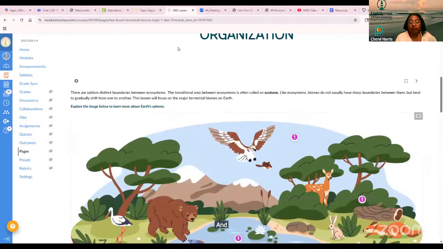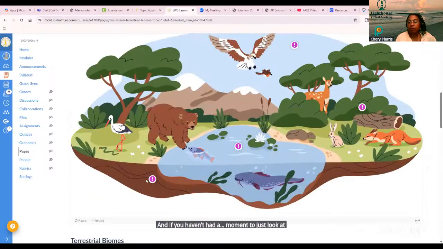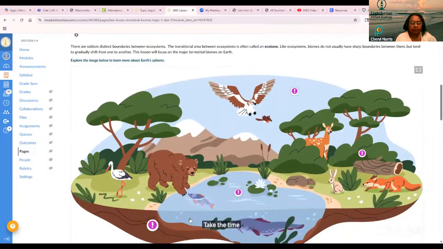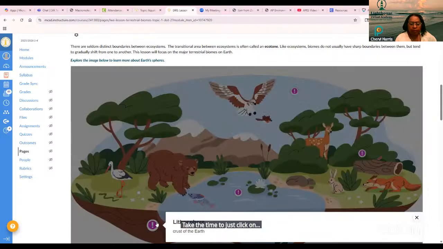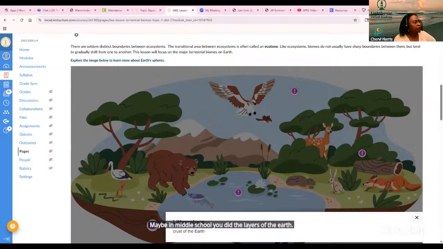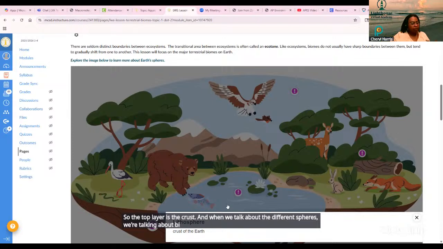And if you haven't had a moment to just look at all the little doodads in this picture, please take the time to just click on these things. So the lithosphere is what you actually call the upper layer of the earth. I'm not sure if you've had earth science, or maybe in middle school you did the layers of the earth. So the top layer is the crust. And when we talk about the different spheres, we're talking about biosphere and hydrosphere. The lithosphere is considered the land part.